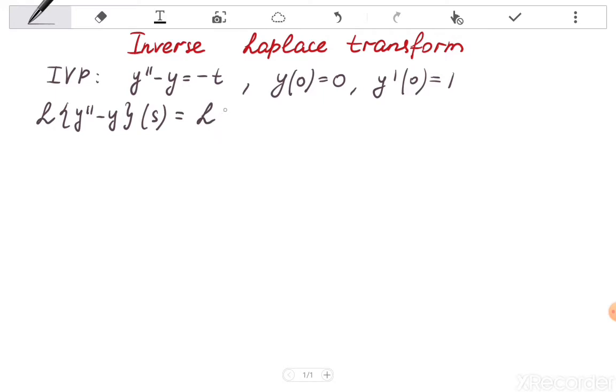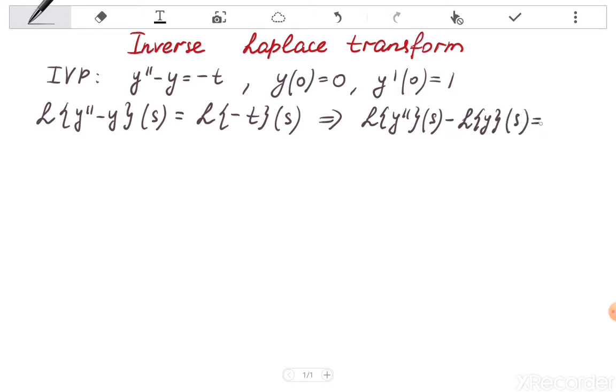These two must be equal because we have equality for functions. Using the linearity of Laplace transform, we can write that this is the Laplace transform of the second derivative at a point s minus the Laplace transform of the function at a point s is equal to minus the Laplace transform of the function t at a point s.